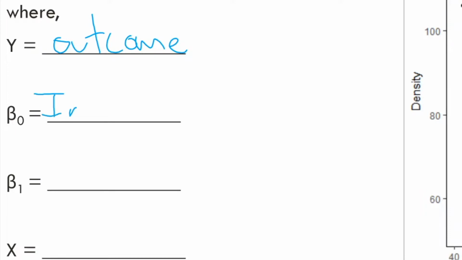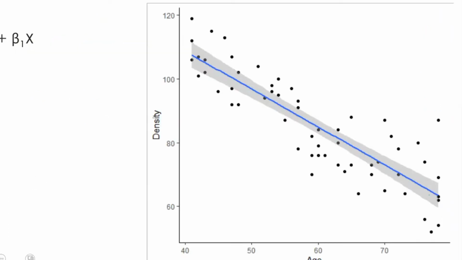Beta naught here is our intercept. And since I'm writing with my finger, int is short for intercept. So if we were to trace this line all the way over, we would see that it intercepts the y-axis there at about 110, we'll say. And so that's really what that is representing.